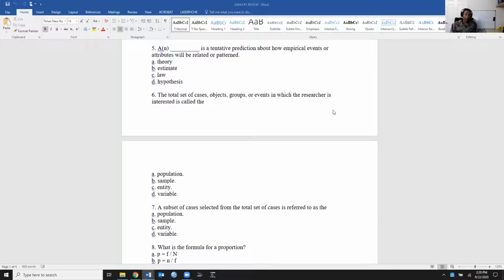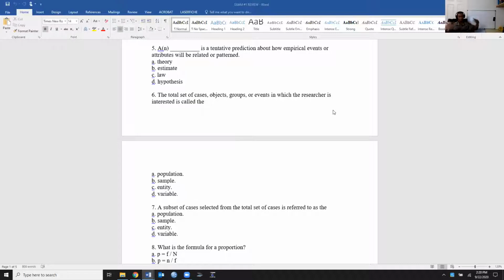So if you remember, let's just say I was talking about the mean age of COD students. If I want to know the mean age of COD students, then the COD students would be the total group of people that I'm interested in. We're talking about the total set of cases, objects, groups, or events in which the researcher is interested in, then that is our population.